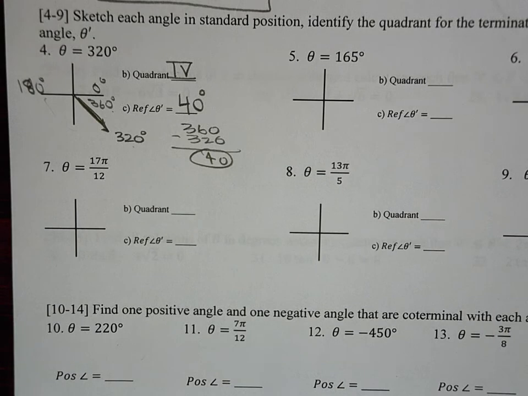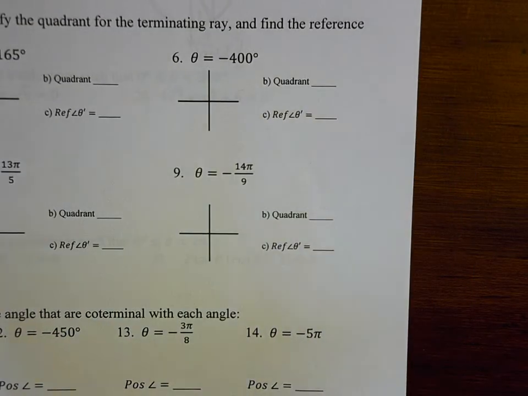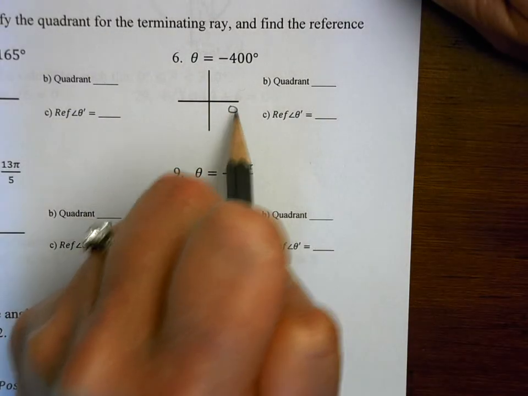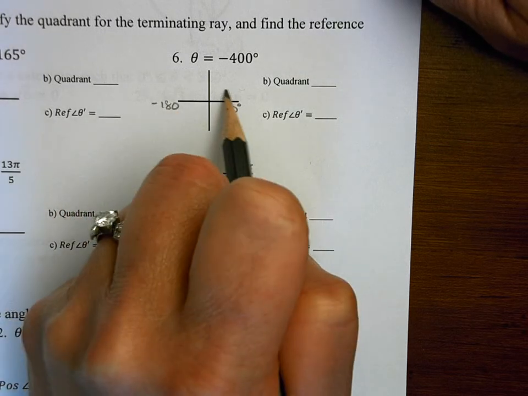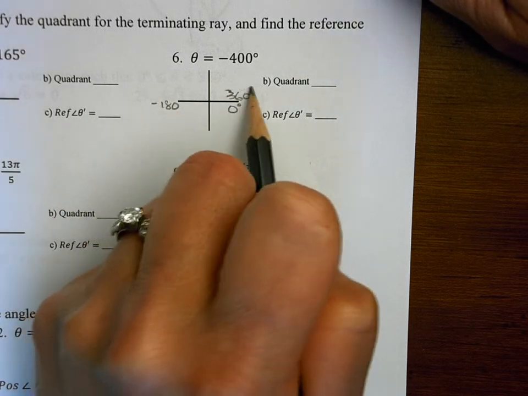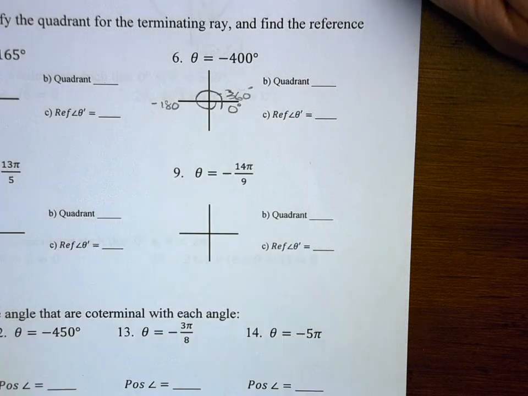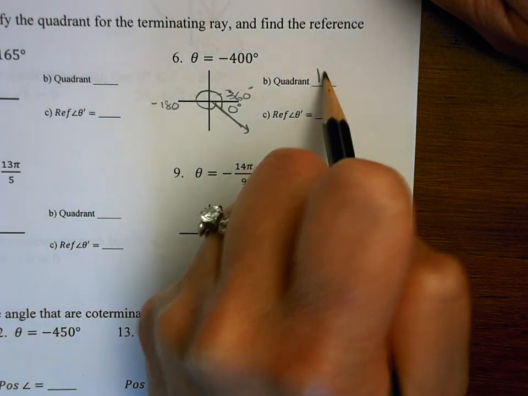Okay. And then let's take a look at number 6. So negative 400 degrees. So this would be 0 now down here, right? And then negative 180, and then negative 360. So I'm going to do a full rotation and a little bit more. So that's going to drop me back down into quadrant 4 again.